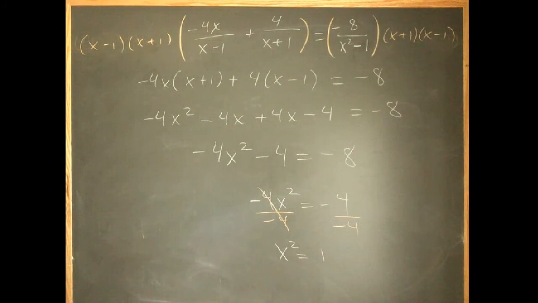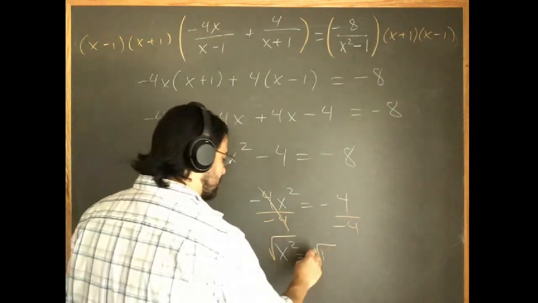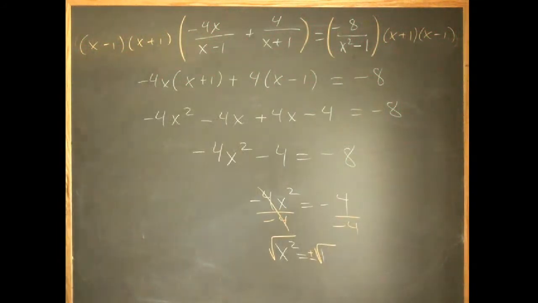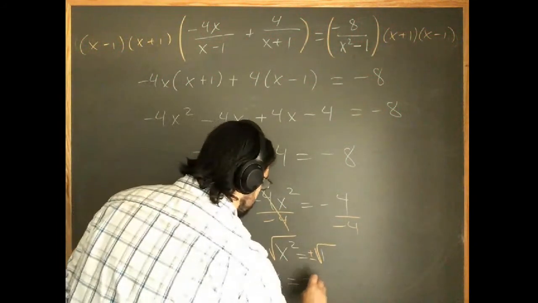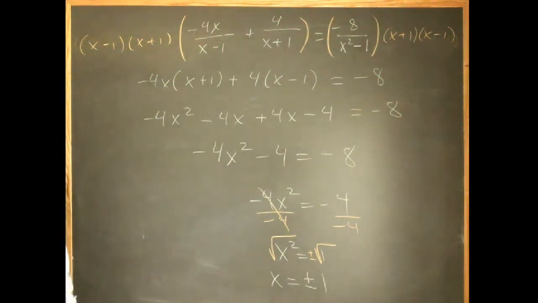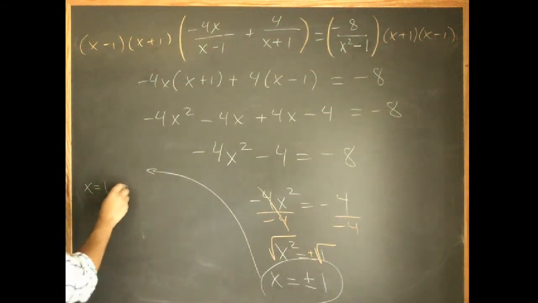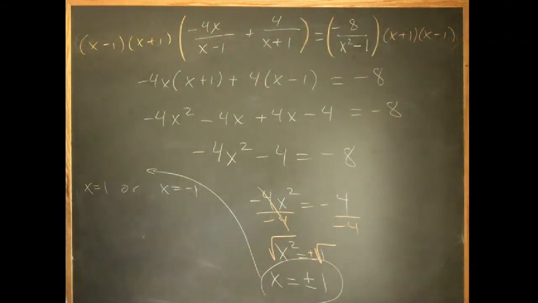Now we can go through and take the square root of both sides. But remember, when we take the square root of both sides, we have to put the plus or minus. So here we'll get x is equal to plus or minus 1. And I'm not going to box my answer here, right? So again, what does this mean? This means that either x is equal to 1 or x is equal to negative 1.